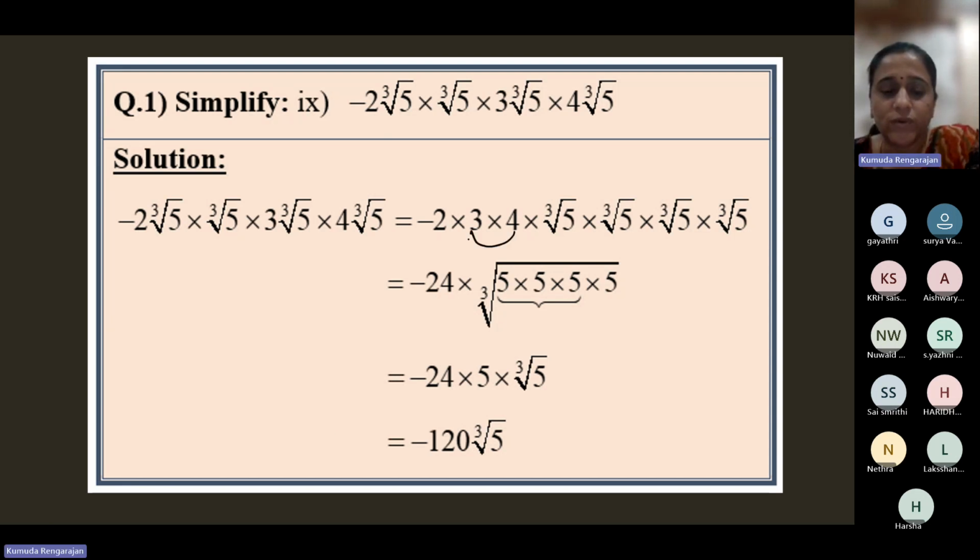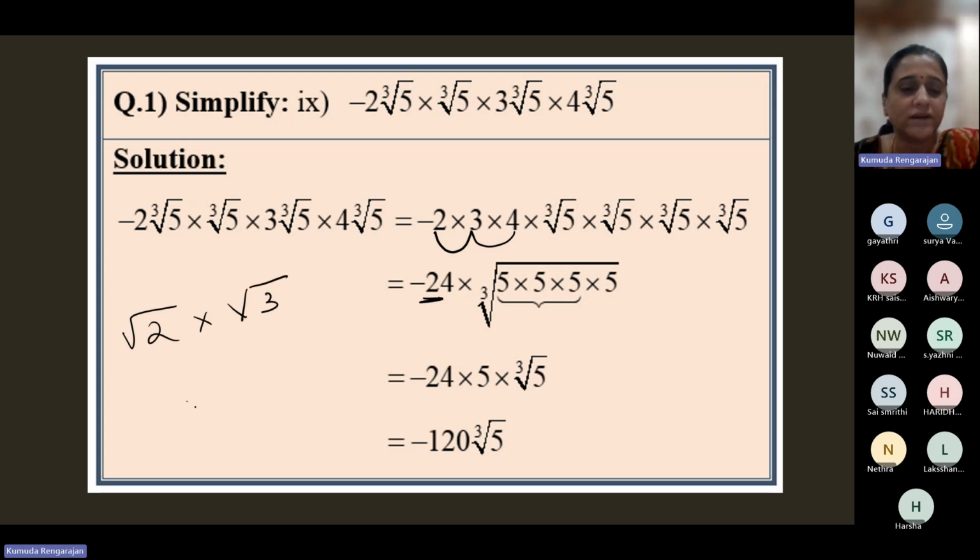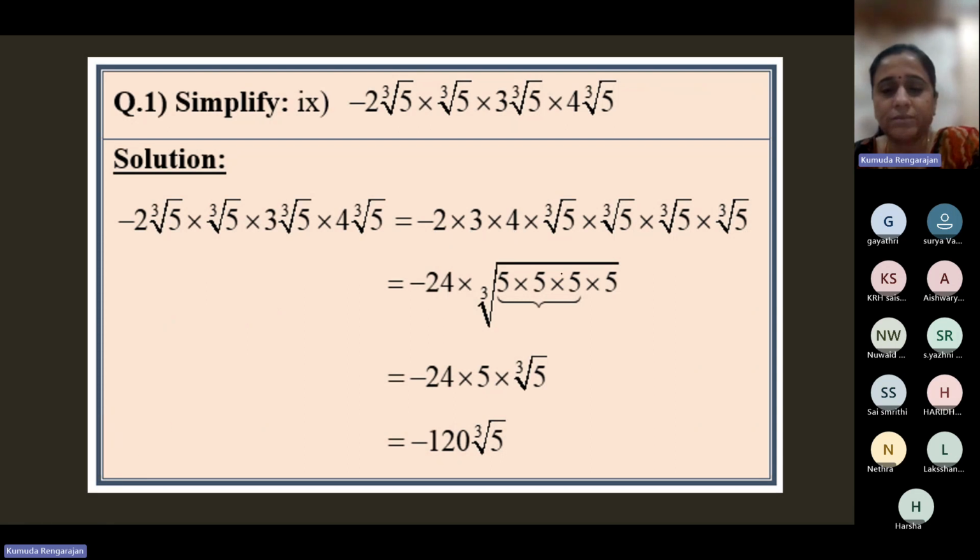So next, 4 threes are 12, 2 twelves are 24, -24. And when you have square root of 2 into square root of 3, you can write it as square root of 6. When the radical sign is the same, you can perform multiplication. So here we have the same radical sign, cube root everywhere. So you can multiply them, meaning you can write the numbers under the same cube root. So this can be written as cube root of 5 into 5 into 5 into 5.